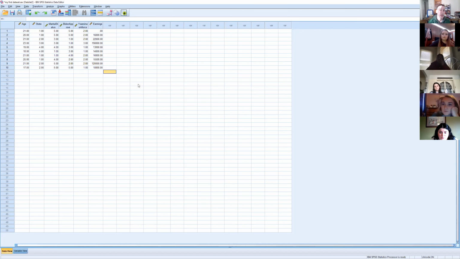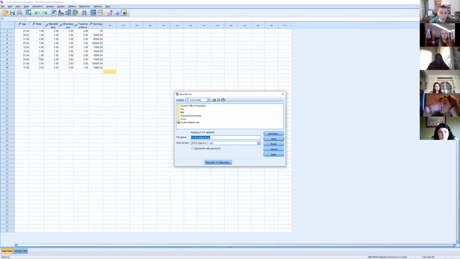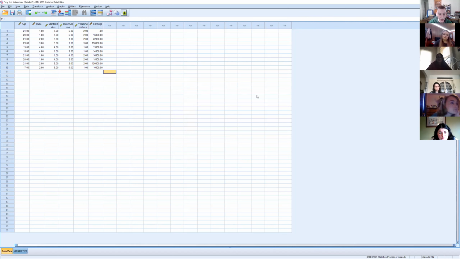This is what you got to do. After you do this, you have to go to File, and then Save As, and save your data set somewhere. Make sure that you save your data set, that you are saving the .sav file and not the output file, which there will be an output file.